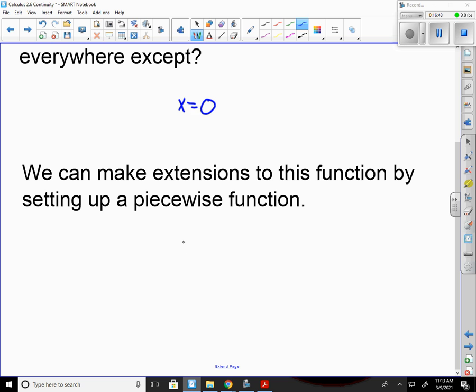So we can create a function that's what we have already, sine of x over x everywhere x is not equal to 0. And then I can say when x does equal 0, I want to fill that dot in. So that tells me that it's always going to be 1. Now this function would give me everything continuous everywhere except 0. And now this says when x equals 0, it's 1.